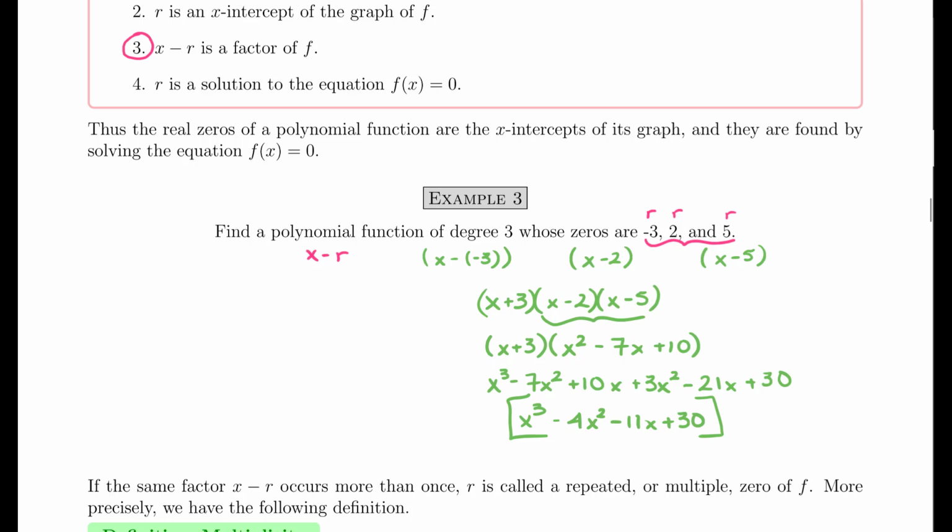So if we took -3 and substituted in for x, this would end up being 0. If we took 2 and substituted in for x, it would end up being 0. So that's how you go about finding the polynomial when you're given the zeros of the function.